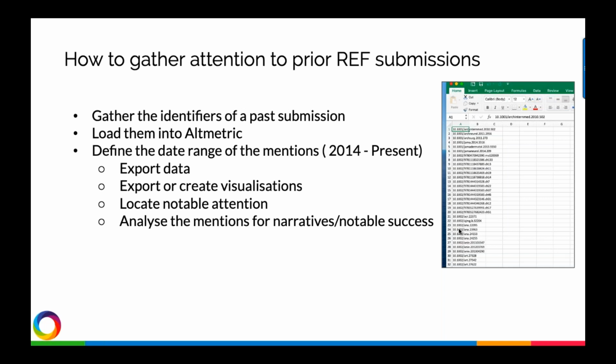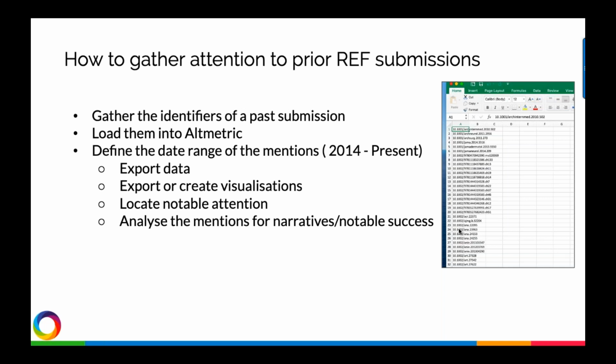We then load those into Altmetric, and I'm going to do this right now. And then in Altmetric, you can define and say, I actually only want the attention that happened between, let's say, January 1, 2014, until the present moment, right? Because I'm going to be looking at the old publications, but I want to see the attention that's happened since I did the submission. I want to tell the story that has happened since then.